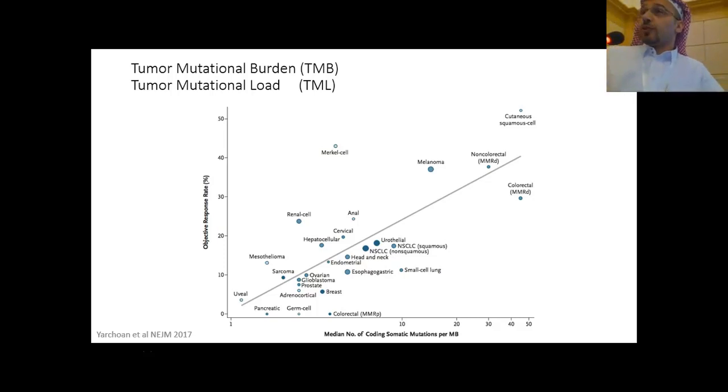Tumor mutation burden also recently started to emerge across different cancers. This is a study published as a review a few months ago following 27 different tumors. You see on the x-axis the median number of coding somatic mutations. So the more you go to the right side, the higher the number of mutations. On the y-axis is the objective response rate. So the higher it is, the better the response for the patient. On the top right is the cutaneous squamous cell. It has a lot of tumor mutations and, at the same time, an excellent response rate.